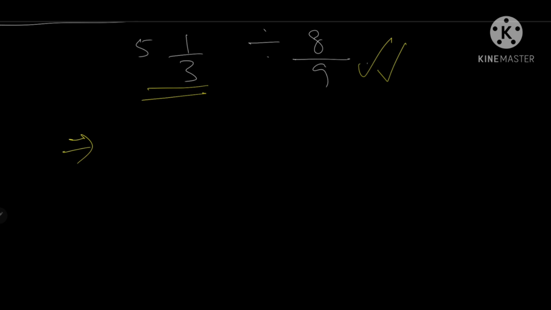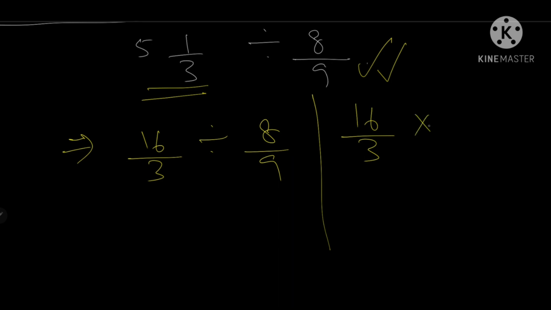So let it be like that. This will get converted to 16 by 3 divided by 8 by 9. Now what if you write it as 16 by 3 into 9 by 8.